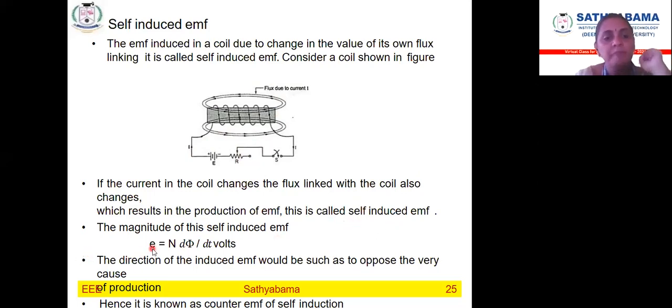We know always by Faraday's law, E is equal to N d phi by dt. And the induced EMF is going to have the opposite direction. So we will be writing it as E is equal to minus N d phi by dt.